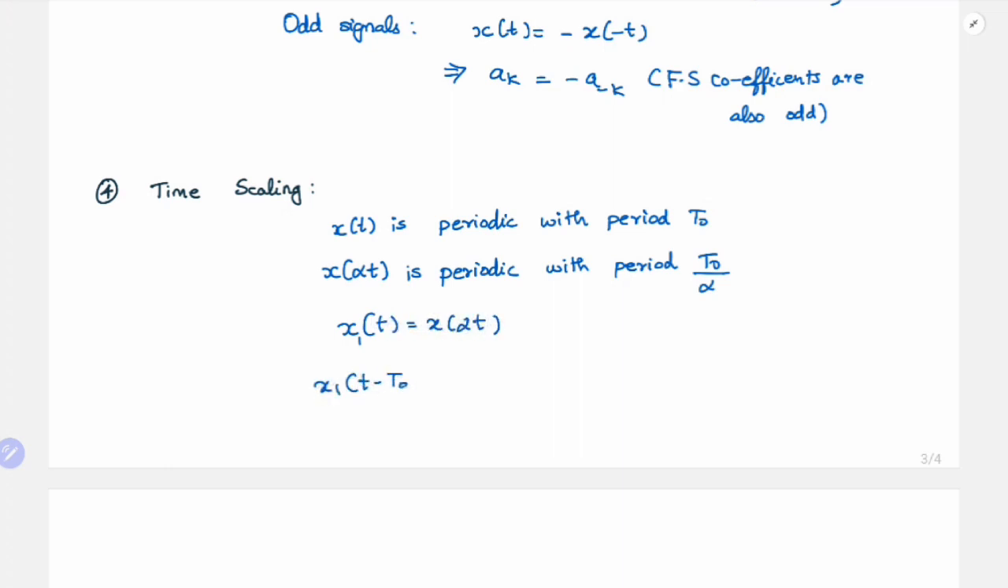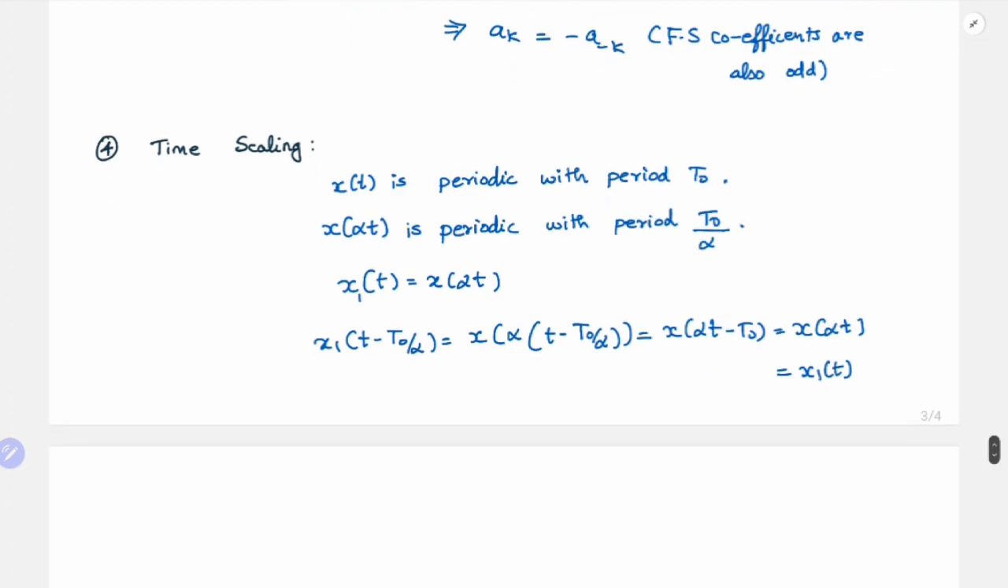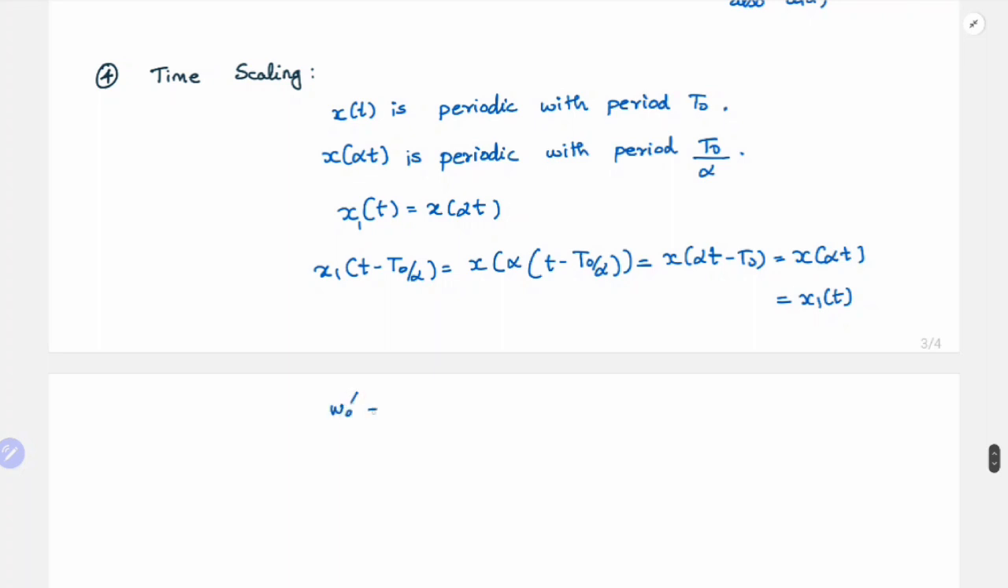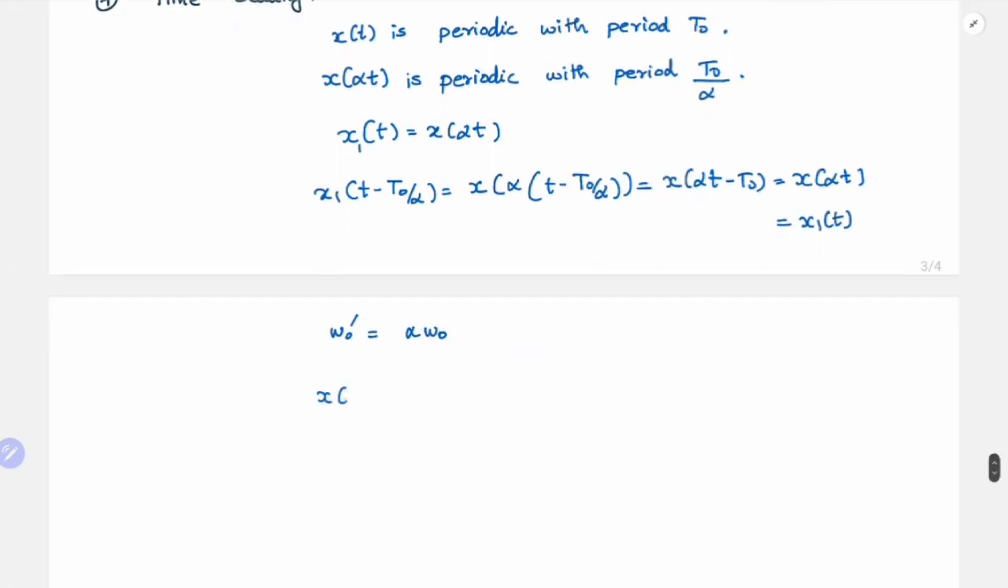x1 of t minus t0 by alpha is nothing but x of alpha into t minus t0 by alpha, which is equal to x of alpha t minus t0. Since x of t is periodic with period t0, this is equal to x of alpha t, which is nothing but x1 of t. So x1 of t is periodic with period t0 by alpha. This you have to remember. So what happens to the fundamental frequency? It changes to alpha omega naught.